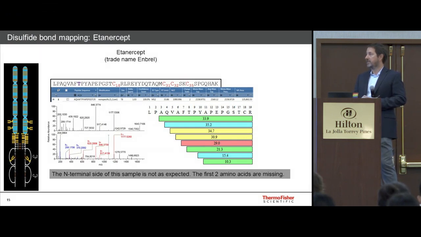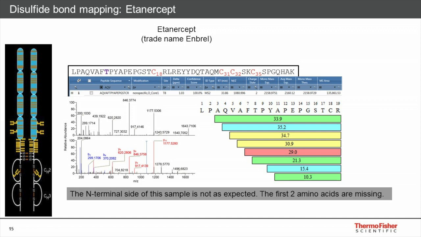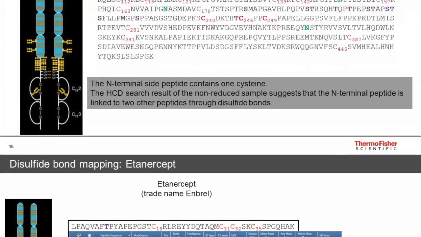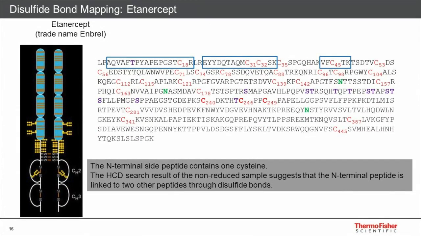So this is Etanercept, and I got a sample from a collaborator. I did the reduced peptide mapping, and on the N-terminal side of this sample, I'm missing the LP. This is the result of the peptide mapping, and I have all of those peptides. None of them contain the first 2 amino acids. If you look at the sequence, there's a cysteine here, so it's involved in disulfide bonds. And from the HCD, it suggests that these 3 peptides are linked together. So now I want to have very strong confirmation that this is the right one.